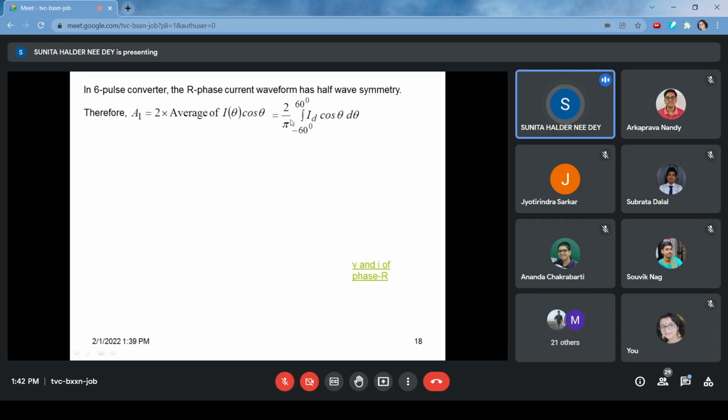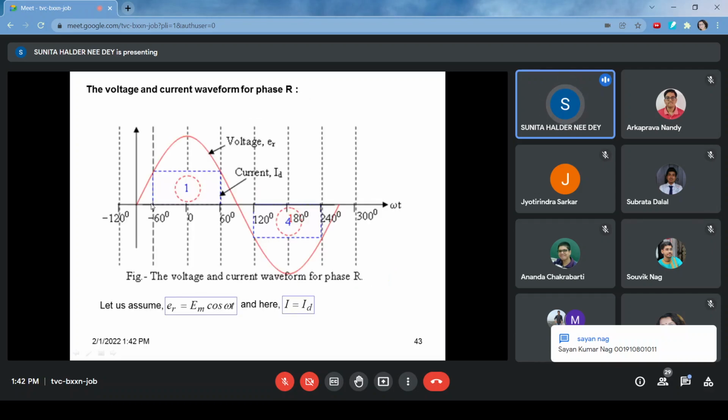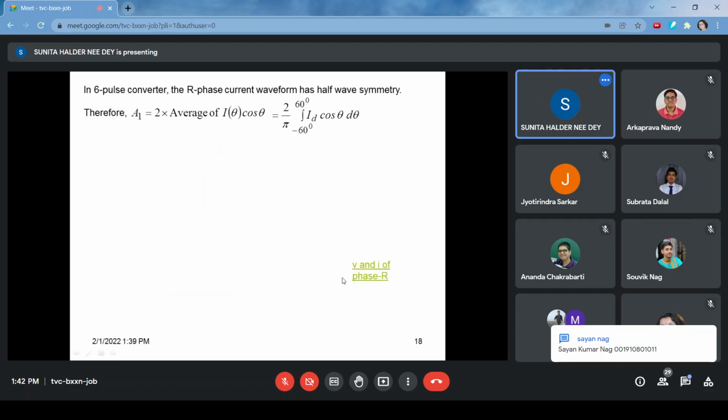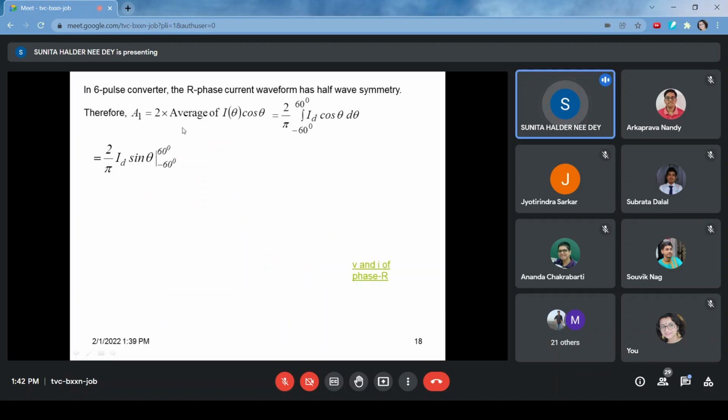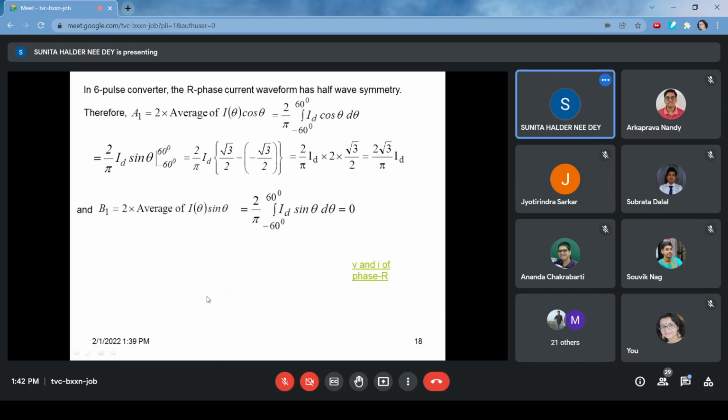So a1 is root 2 by pi, integral from minus 60 to plus 60, Id cos theta d theta, because from minus 60 to plus 60 it is available, and 2 into that because it is in the average, the negative side is also available. So it is in that way. We shall get one expression of Id, whatever that is, right? And b1 will be 0, obviously.